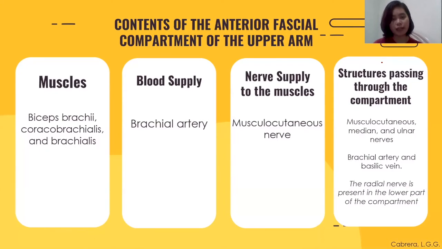So our focus for today is the contents of the anterior fascial compartment of the upper arm. For the overview of the anterior compartment, for the muscles, we have the biceps brachii muscle, the coracobrachialis muscle, and the brachialis muscle. For the blood supply, we have the brachial artery. For the nerve supply to the muscles, we have the musculocutaneous nerve. And for the structures passing through the compartment, again, we have the musculocutaneous nerve, the median nerve, and the ulnar nerve. Again, we have the brachial artery and the basilic vein. And lastly, the radial nerve, which is present in the lower part of the compartment.